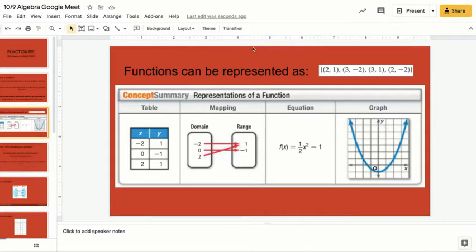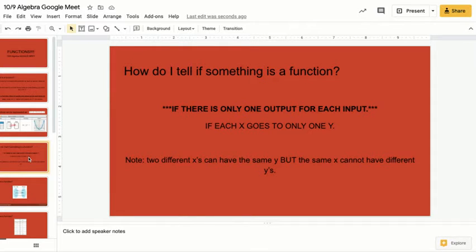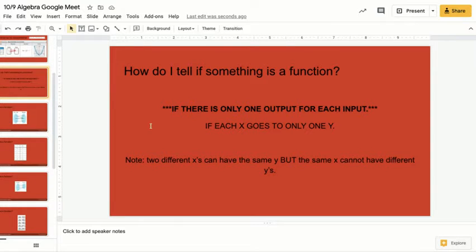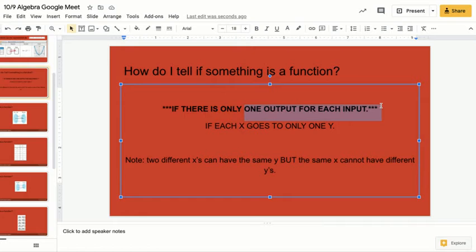And we can have functions represented in 5 different ways: as a table, a mapping here where our x or our domain values are here and our range values are here, an equation, a graph, or ordered pairs. Okay? How do you tell something is a function? If there is only one output for each input. This is your key. If each x only has one y value. Note that 2 different x values can have the same y value.